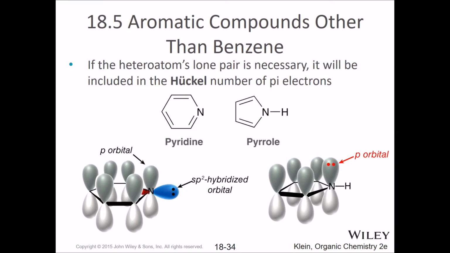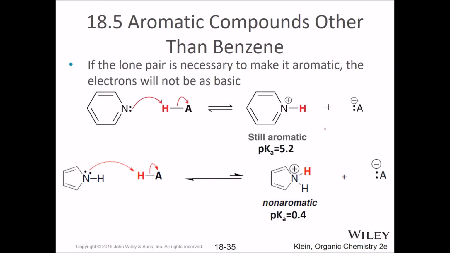This is what I just said a minute ago. If the heteroatom's lone pair is necessary, it will be included in the Hückel number of pi electrons. So this lone pair here is not necessary, right? You've got your 2, 4, 6 pi electrons. Over here, it is necessary to gain aromaticity: 2, 4, 6. So it will go into the system. Over here it does not. Over here it does. We've said it a couple different times. I think these pictures are helpful.